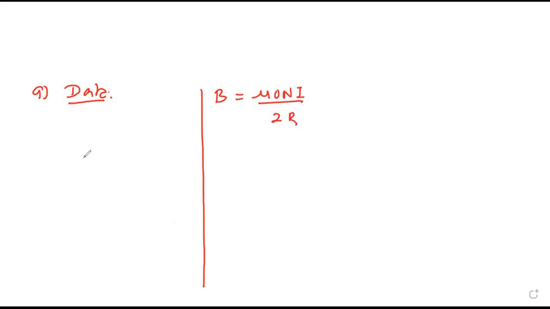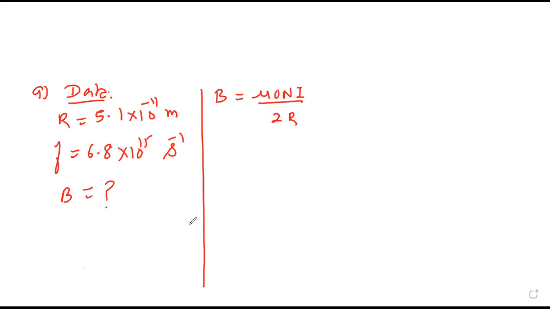Okay. Hydrogen atom, electron circulates around the nucleus in a path of radius, so radius of circular path 5.1 into 10 raised to minus 11 meter. And its frequency is 6.8 into 10 raised to 15 per second. Find the magnetic field set up at the center. So B we have to calculate. Who is moving? Electron. Is it electron circulating? Yeah.